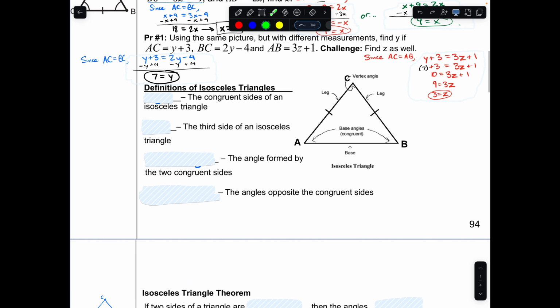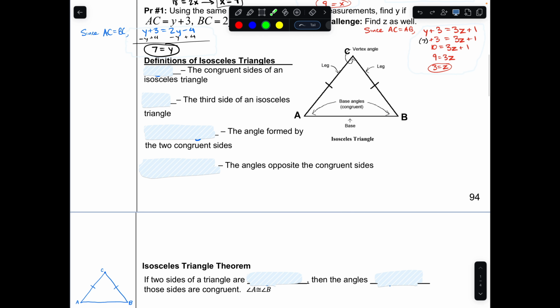All right, here's some definitions for isosceles triangles. Remember, isosceles means two sides are the same length. In an isosceles triangle, those two sides are called legs. The two sides that are congruent are called legs. The third side, that doesn't have to be congruent to the other two, is called the base.